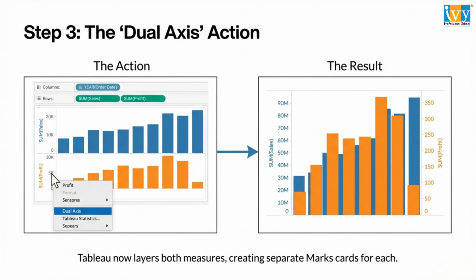Now comes the key action. Right-click on the second y-axis and select Dual Axis. Tableau layers both measures into a single view and creates two y-axes, one on the left and one on the right. You'll also notice separate marks cards for each measure. This is the moment your chart truly becomes dual-axis.